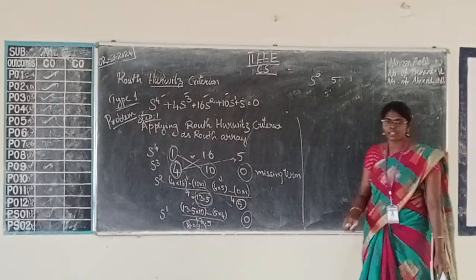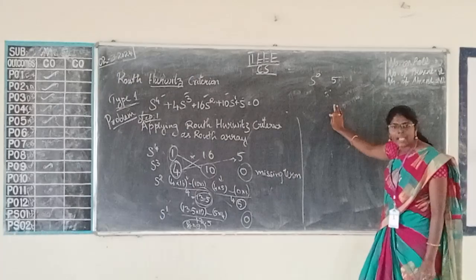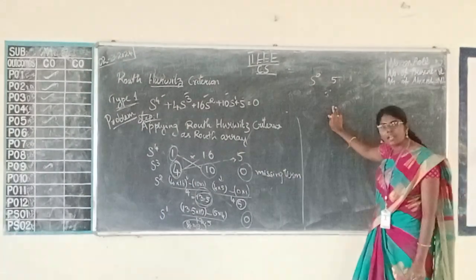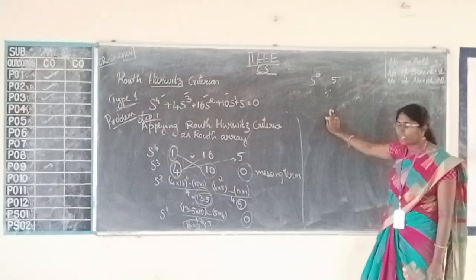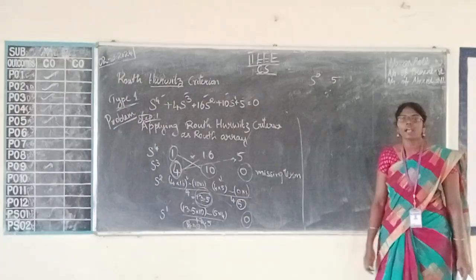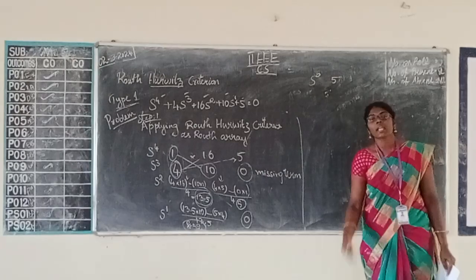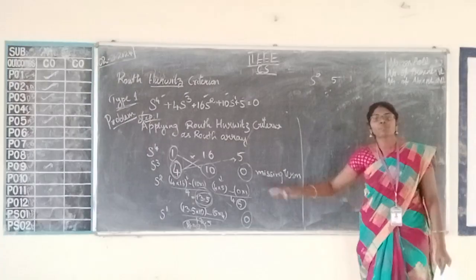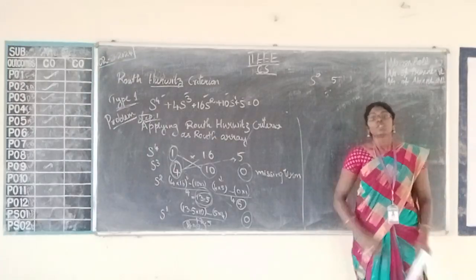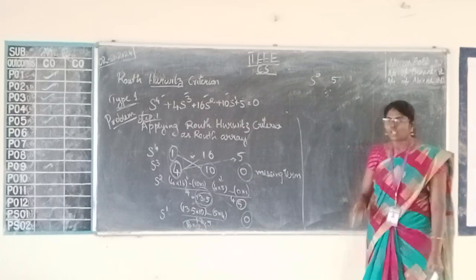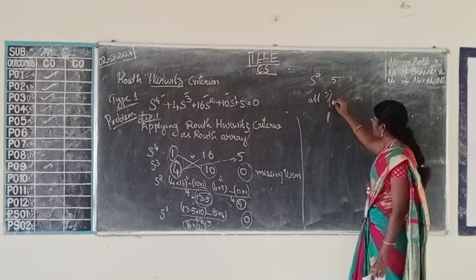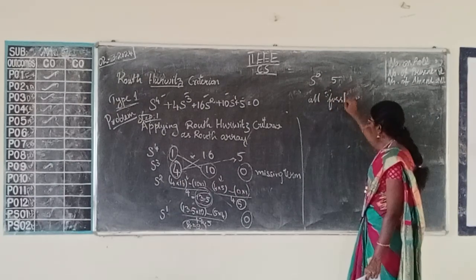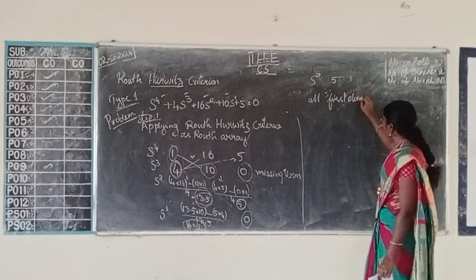How will we calculate this? All the first elements of the Routh criterion array, all the first elements in the array, are positive. There is no sign change. You have to describe it. It is all first elements.